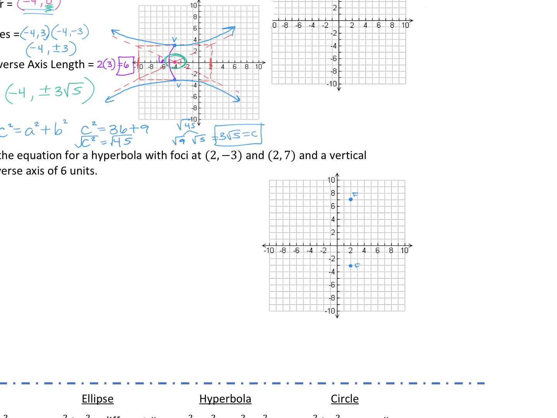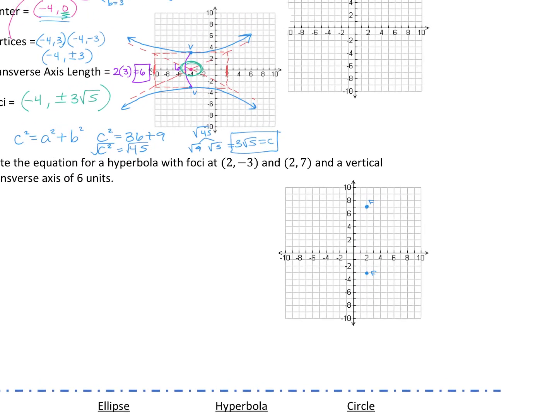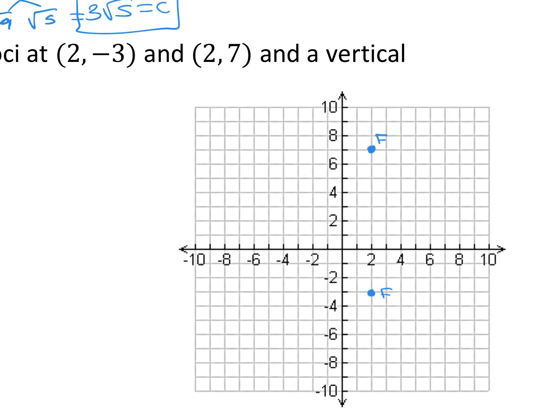Then it says you have a vertical transverse axis of 6 units. Now, if I were you, I would find your center right now. What is your center, if you're at these two points, (2, -3) and (2, 7)? Your center is going to still be at 2, 2. You're going to take the -3 plus 7 and cut it in half, right? So 4 divided by 2 is 2. So your center is at (2, 2).